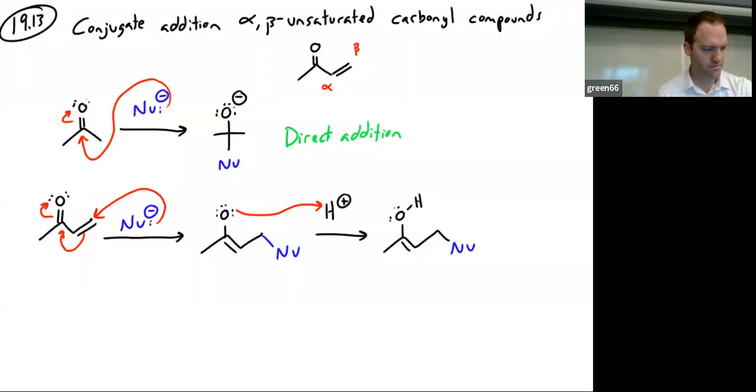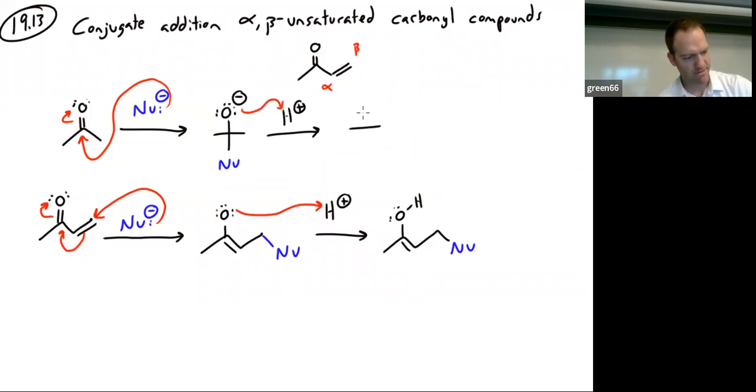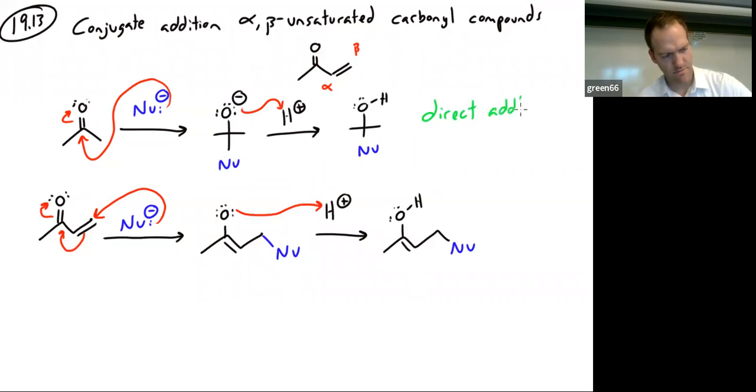Sorry, guys, I should show you a proton up here too, because I'm about to do some counting. It's going to be confusing if I don't do this. Sorry, I know my racing is not super helpful for you. Let's add a proton up here as well. My bad. Okay, this is still my direct addition. This is what we call a conjugate addition.